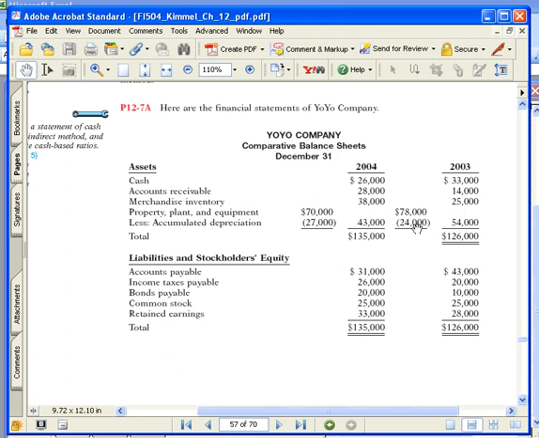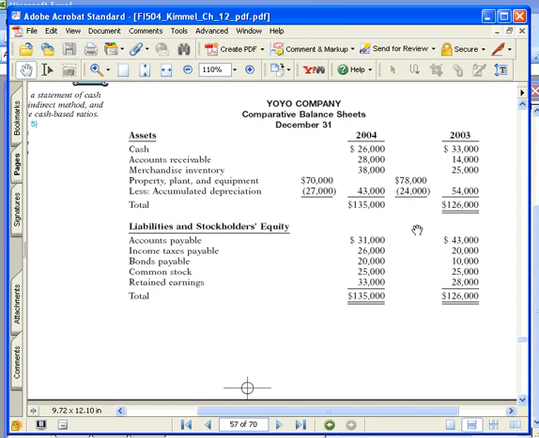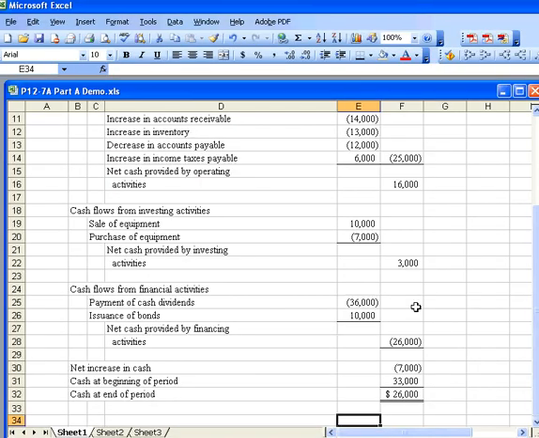The swing in accumulated depreciation was affected by depreciation as well as a sale of equipment that had book value. And we've reconciled all other items. We've reconciled common stock, there was no change, and the change in retained earnings was the result of cash dividends and income. I think that about wraps it up.